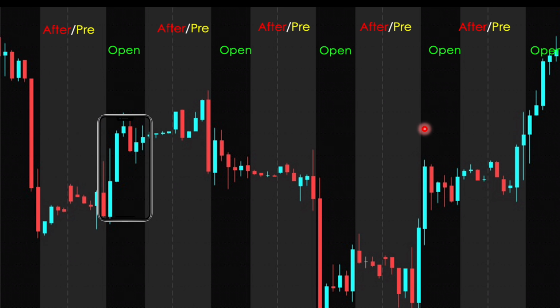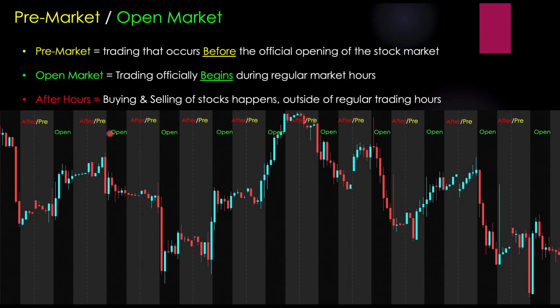Now the black zones, which don't have that many candles in them, are where we can trade and have our opportunity windows to trade. I'm going to give you guys some time to digest, but you can see open market is where we can trade. Pre-market is before the open market, and after is when the market closes, and it's called after hours. So there's a lot of time to do technical analysis when the market closes, and a lot of time to do your technical analysis before the market even opens.